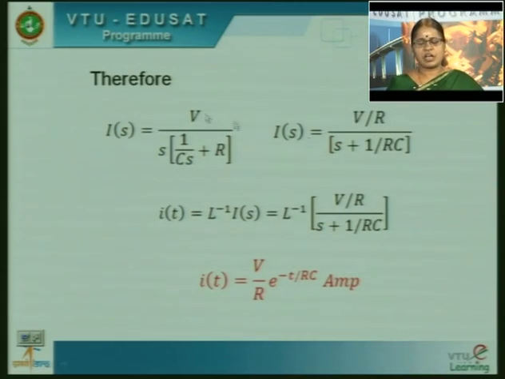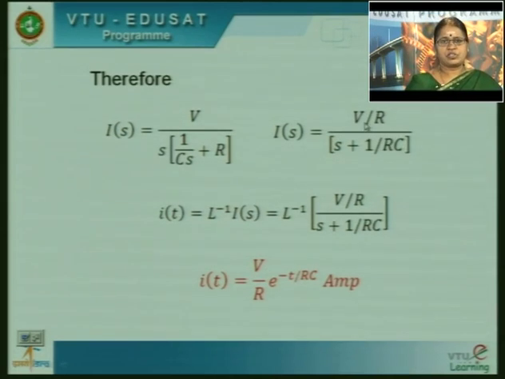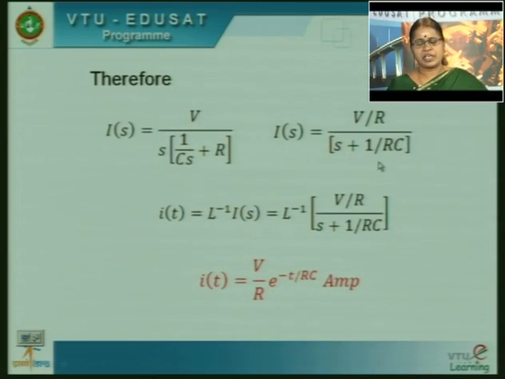So, we have a constant term in the numerator and a polynomial in S, and you can see that this is a first order polynomial in S. We have a first order term. So, I of s is V by R divided by S plus a constant. R is a constant, C is a constant. So, our resultant expression for I of s is a constant term given by V by R in the numerator divided by S plus 1 by RC.